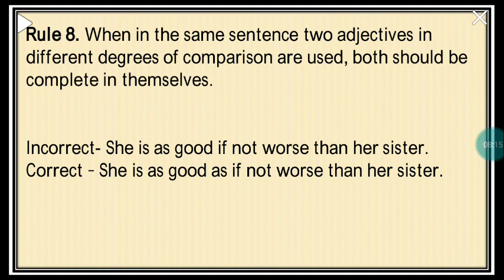Then rule number 8. When in the same sentence two adjectives in different degrees of comparison are used, then both should be complete in themselves. For example, the positive degree should be complete and the comparative or superlative, whatever it is, it should be complete. "She is as good, if not worse than her sister" is incorrect. So how should we rephrase that? Well, we should write she is as good as, if not worse than her sister.